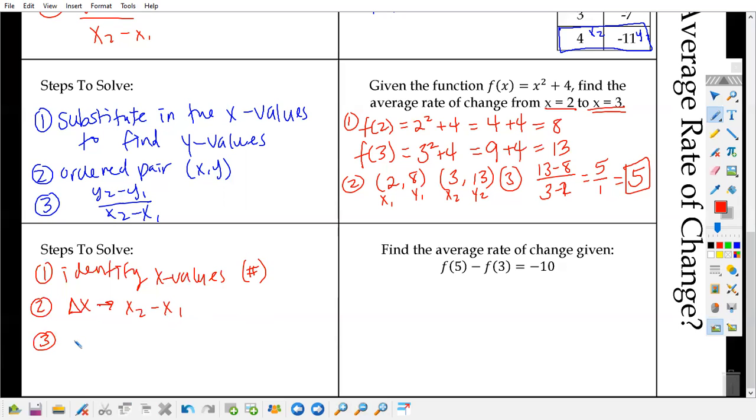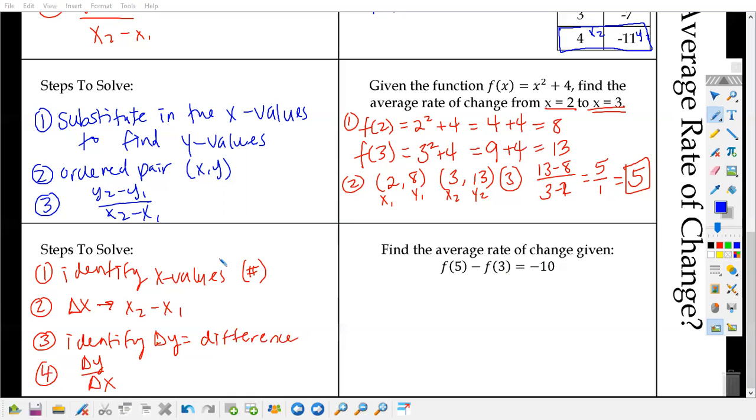Step 3 is to identify your delta y. And your delta y is your difference. Delta y equals the difference. Remember, when you subtract two things, the solution is called the difference, right? When you add two things, the solution is called the sum, okay? So your delta y is your difference. And then step 4 is you're just going to plug into delta y over delta x. So change in y over change in x.